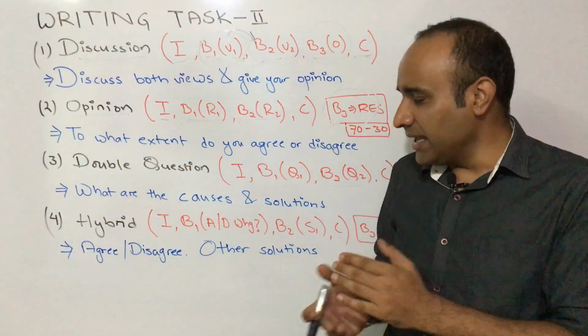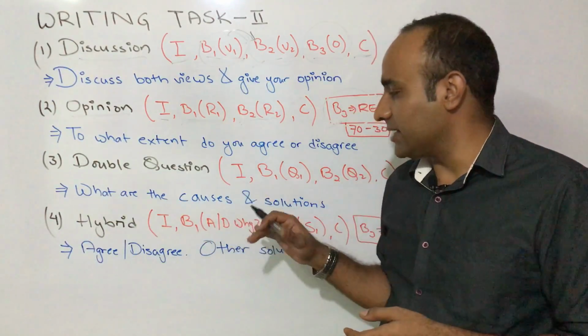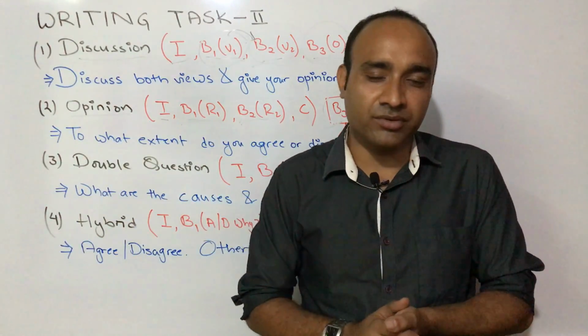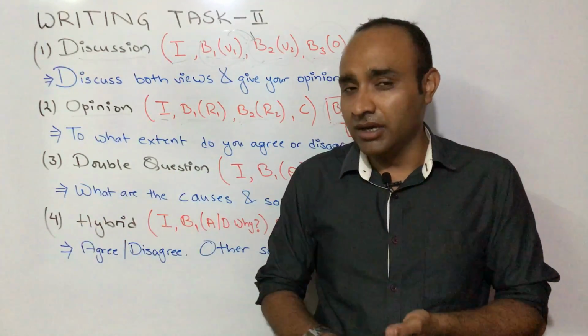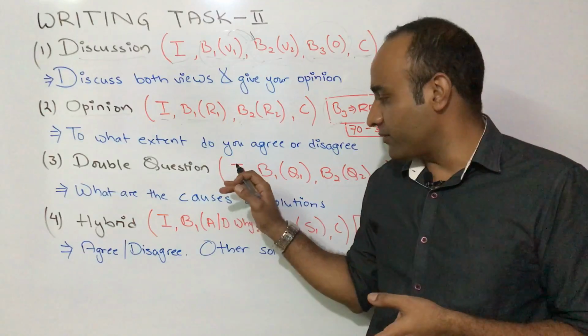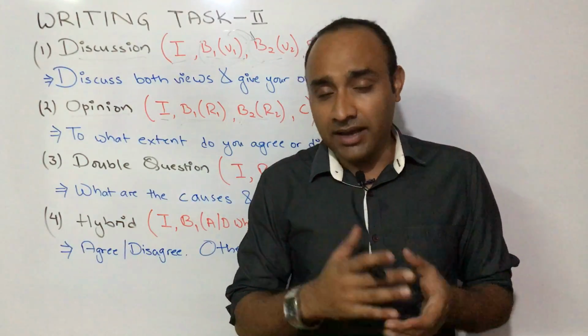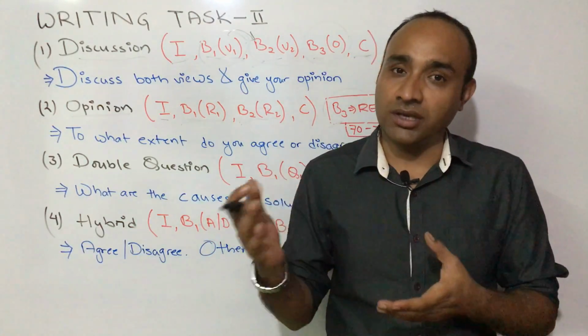So an example of this: what are the causes and solutions? So maybe they could give you something like this: what are the causes of obesity and how can we solve it? So you're going to give me a quick paragraph where you talk about the causes, and then another paragraph where you talk about the solutions.